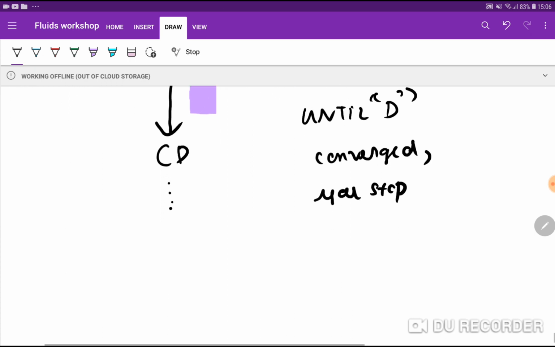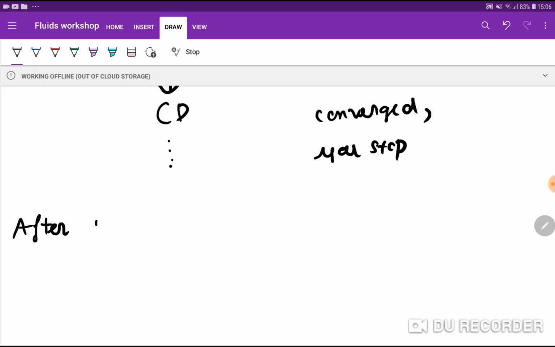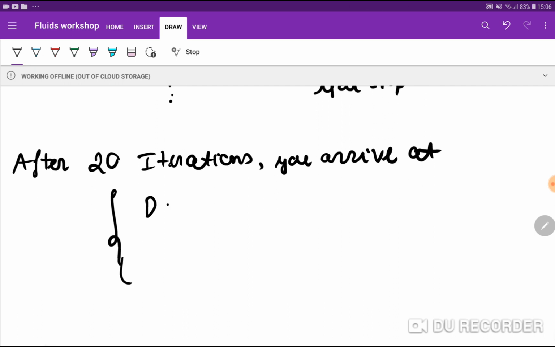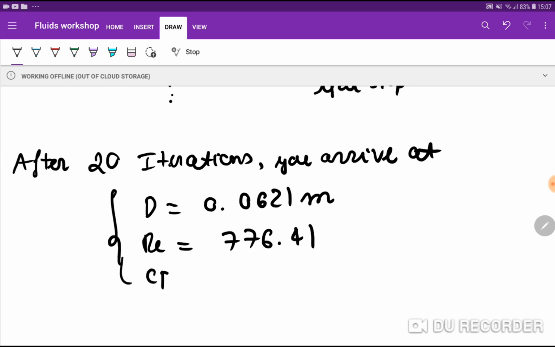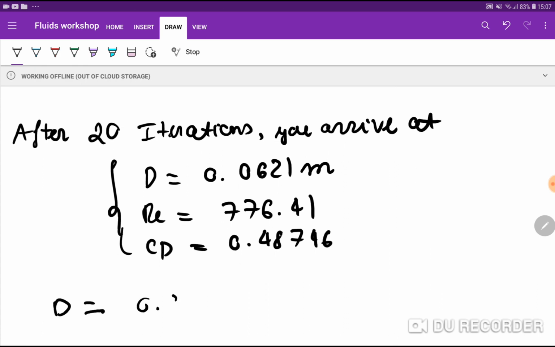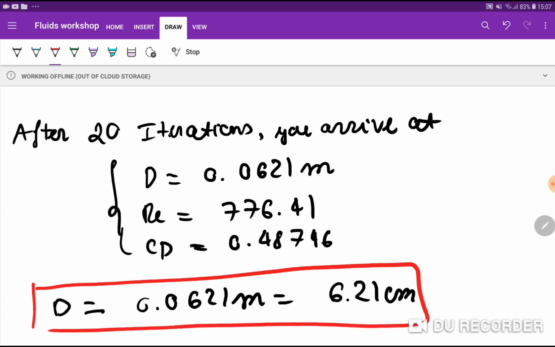Okay. So after 20 iterations, you arrive at a diameter equal to 0.0621 meters, Reynolds number equal to 776.41, drag coefficient equal to 0.48746. Okay, so our diameter would be 0.0621 meters, or in other words 6.21 centimeters. Okay, that is our final answer.